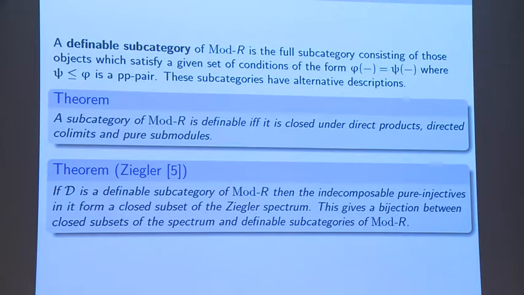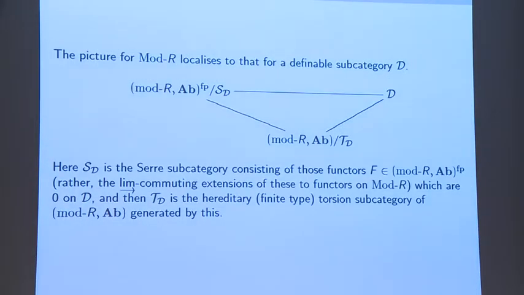Okay, and so now this is what happens when you localize. Originally I had mod R, the category of all R modules there. Suppose now I take a definable subcategory by adding certain axioms. Then the effect on the category here is to localize it, to factor by the Serre subcategory consisting of all the finitely presented functors which are 0 on every object of your definable subcategory D.